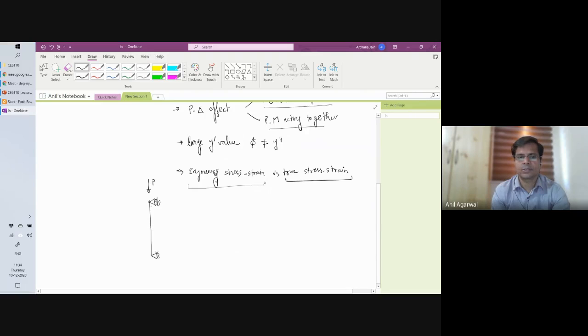If the column is perfectly straight, it would not deform laterally, right? But if the column was not perfectly straight, it was slightly crooked, it was already having some crookedness, some geometric imperfection, which may be, if the length is L, L by 1000 or L by 5000 or 10,000, anything, even a small imperfection. And then I apply a load P.